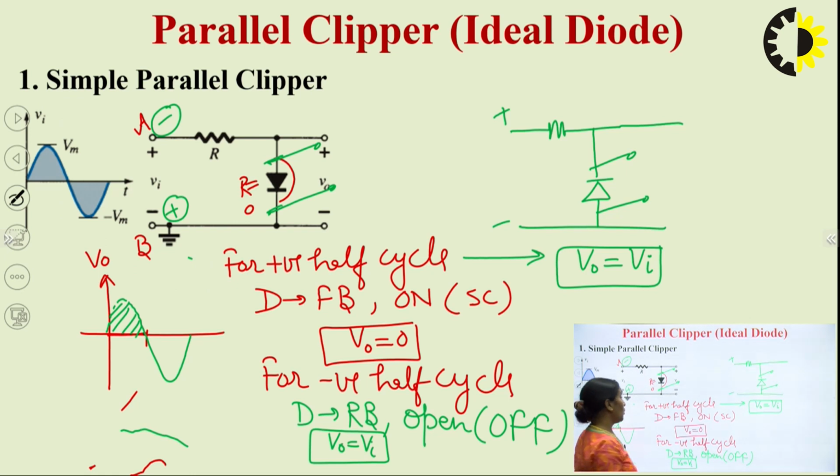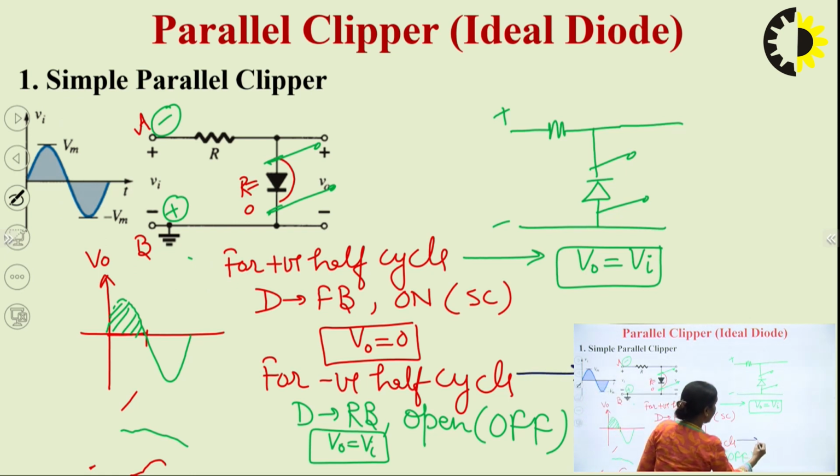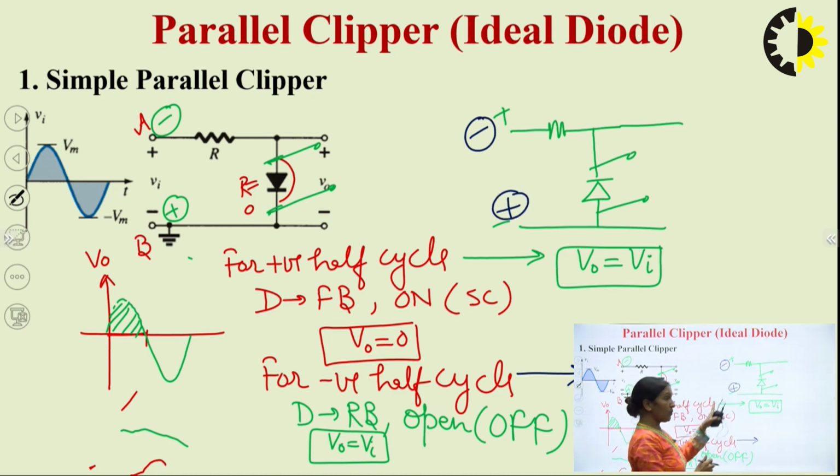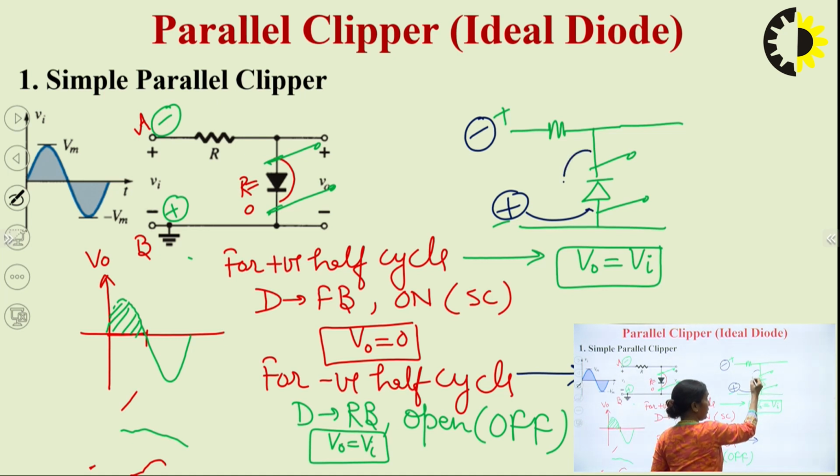And for the negative half cycle, this terminal will be at negative potential and this will be at positive, and this positive will make your diode forward bias. So diode will be forward bias, that means short. So output will be equal to 0.